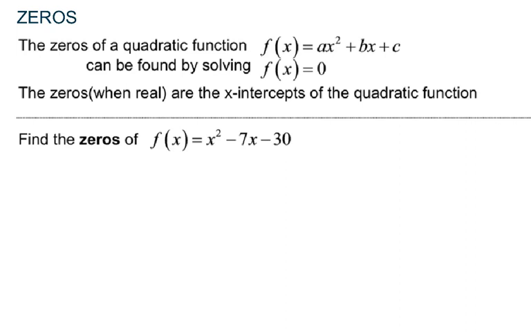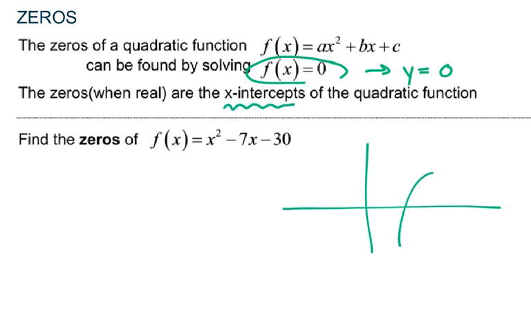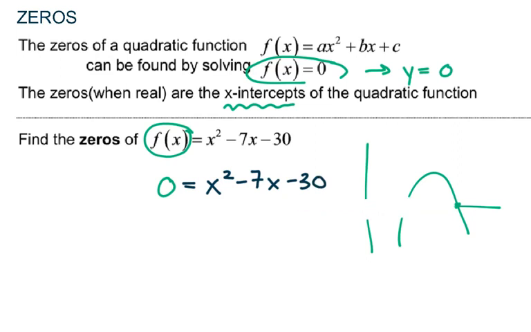Now, by definition, a zero occurs where the function is equal to zero, or rather, y equals zero, which is again relating back to the x-intercepts, because when you cross that x-axis, that is where your y values would be equal to zero. So if you're asked to find the zeros of a function, all that means is take f of x and let that equal 0. So I would say 0 equals x squared minus 7x minus 30.